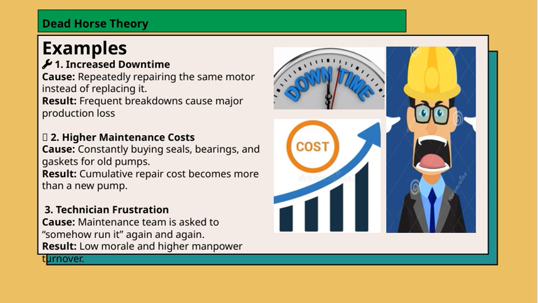Finally, we see the impact on technicians. When they're repeatedly asked to just run it again, frustration builds. This kind of repeated, seemingly futile effort can lead to low morale and higher turnover among skilled maintenance staff. All of these points connect to a broader theme. Sometimes, sticking with the same old approach, despite its drawbacks, becomes a cycle that hampers efficiency and morale. Recognizing this pattern is the first step toward breaking free from it.